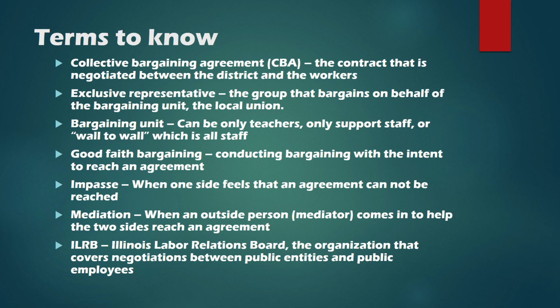And then the final term that's on here is the Illinois Labor Relations Board, the ILRB. This is the organization in Illinois that oversees public sector bargaining. So that is government unions, people who work for a government body, whether it is a school, a police force, a fire department, a municipality, the state of Illinois, whatever. They oversee the bargaining of all those different organizations that bargain with government agencies.